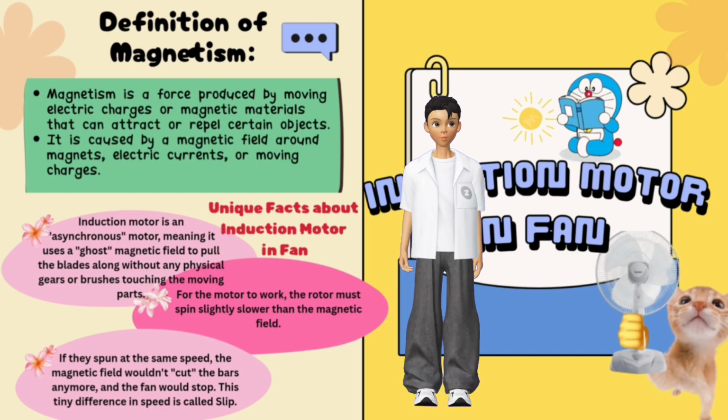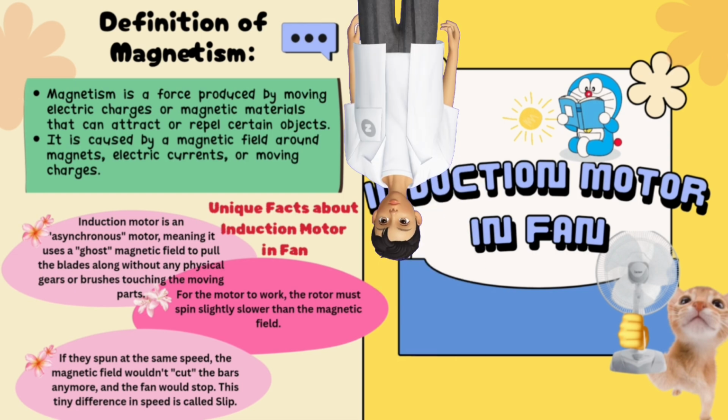There are a few unique facts about the induction motor in a fan. Firstly, an induction motor is an asynchronous motor, meaning it uses a ghost magnetic field to pull the blades along without any physical gears or brushes touching the moving parts. Secondly, for the motor to work, the rotor must spin slightly slower than the magnetic field. If they spun at the same speed, the magnetic field wouldn't cut the bars anymore, and the fan would stop. This tiny difference in speed is called slip.